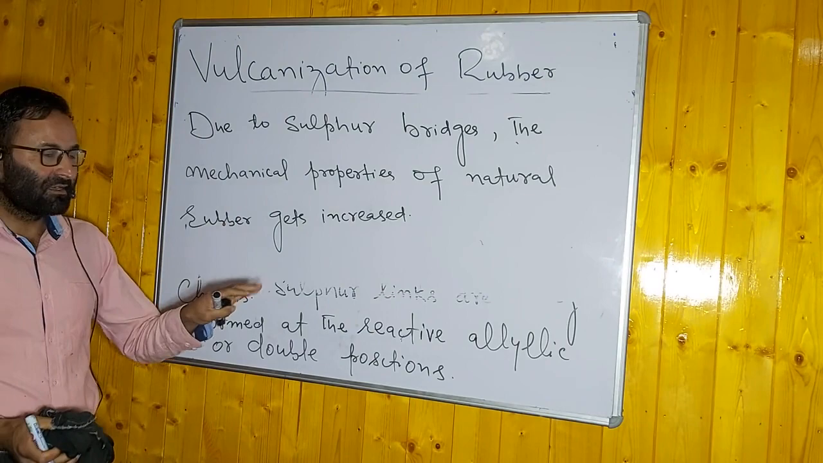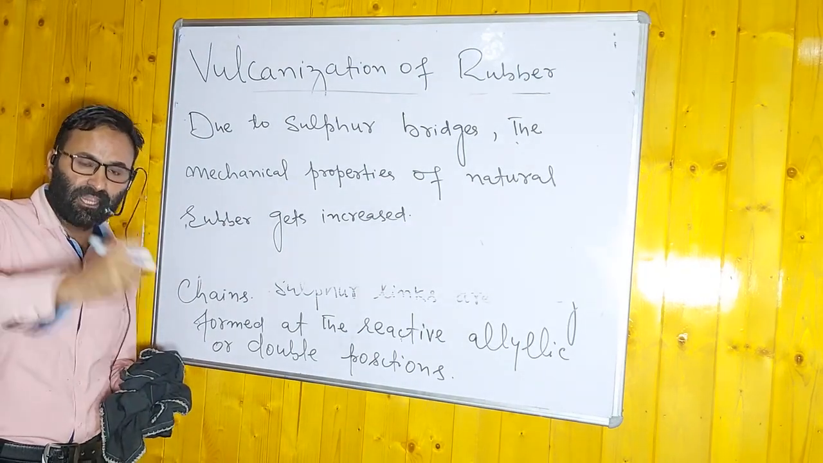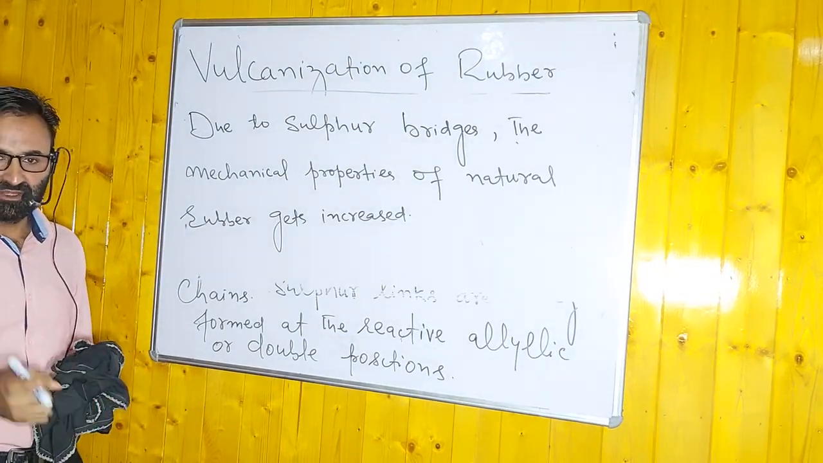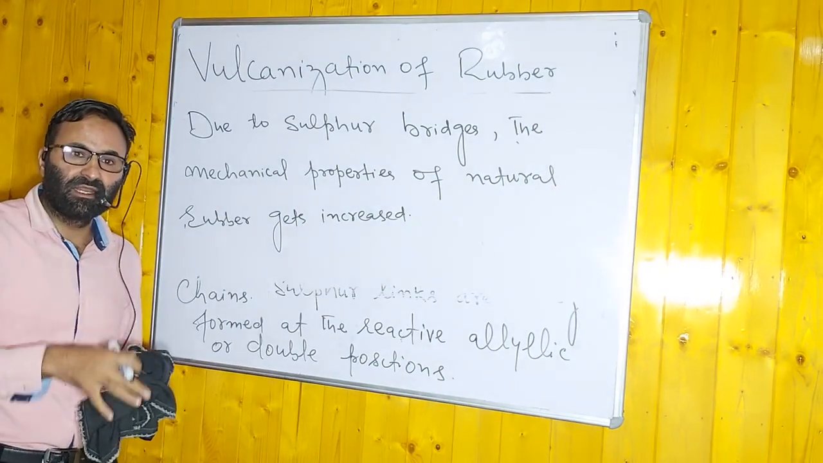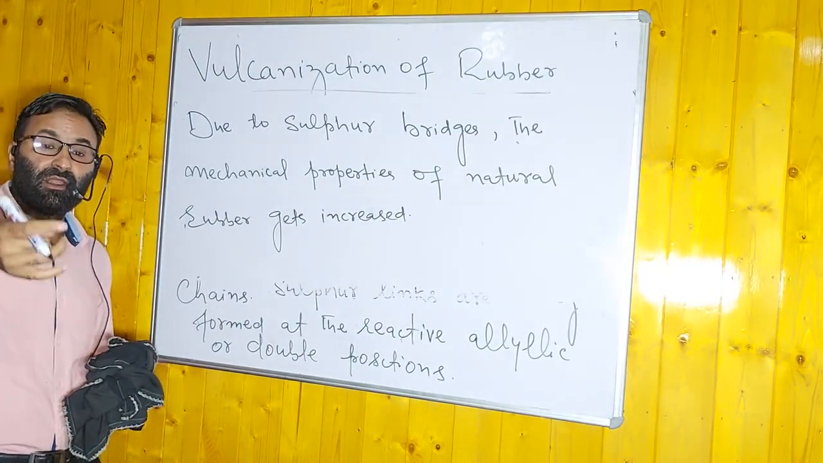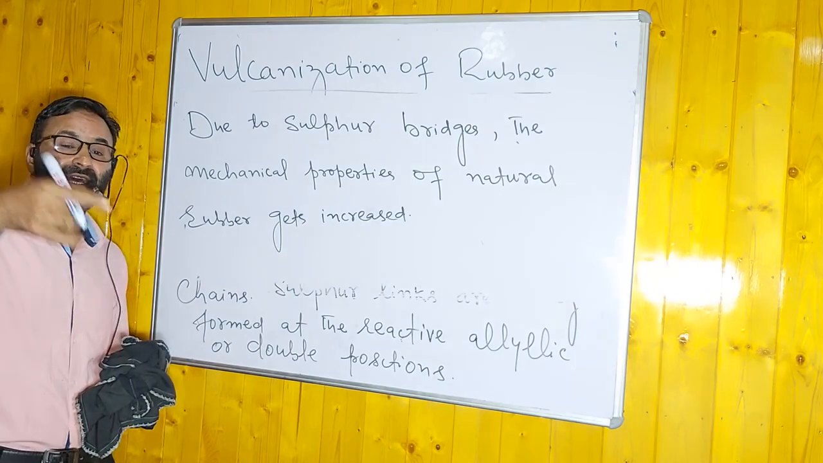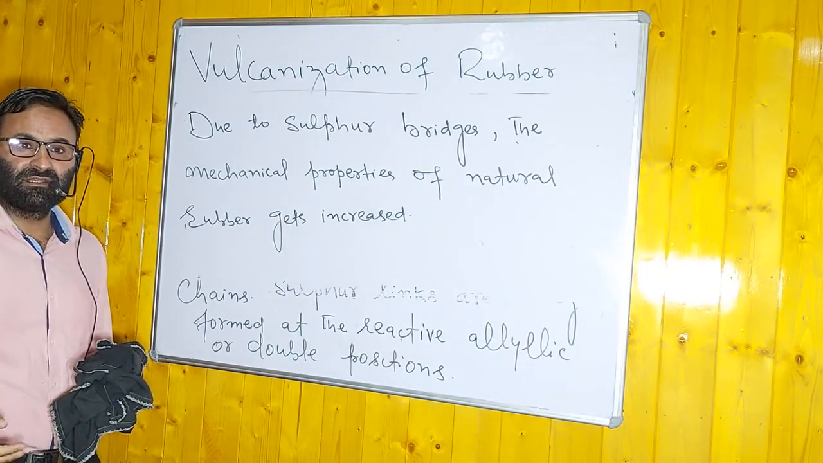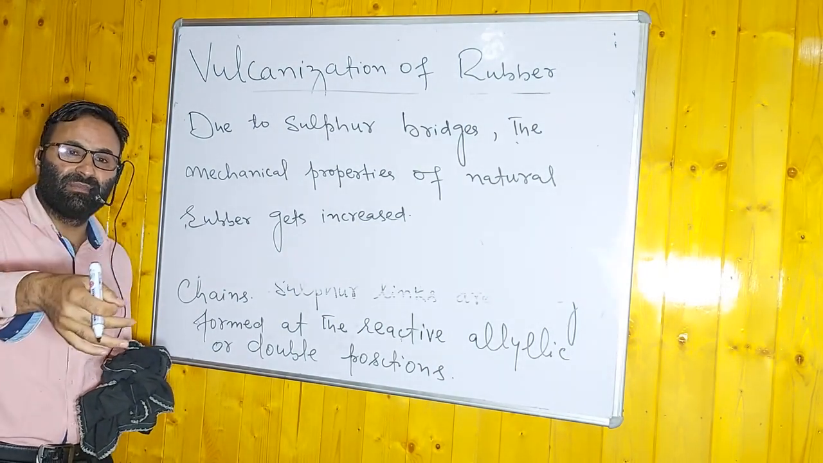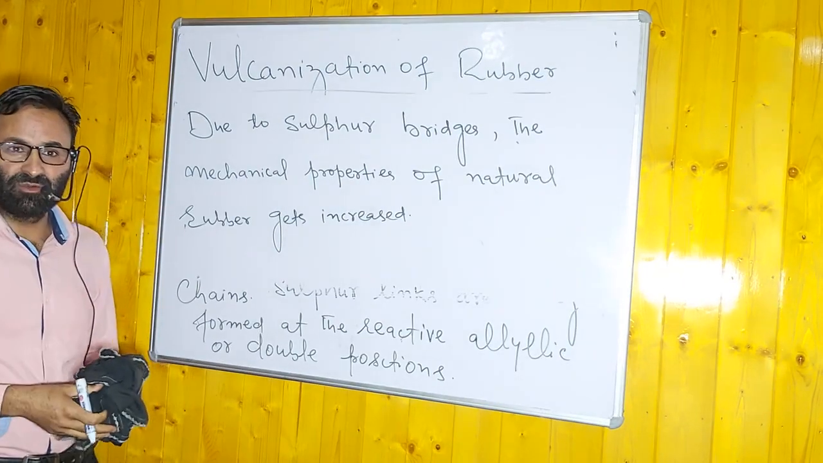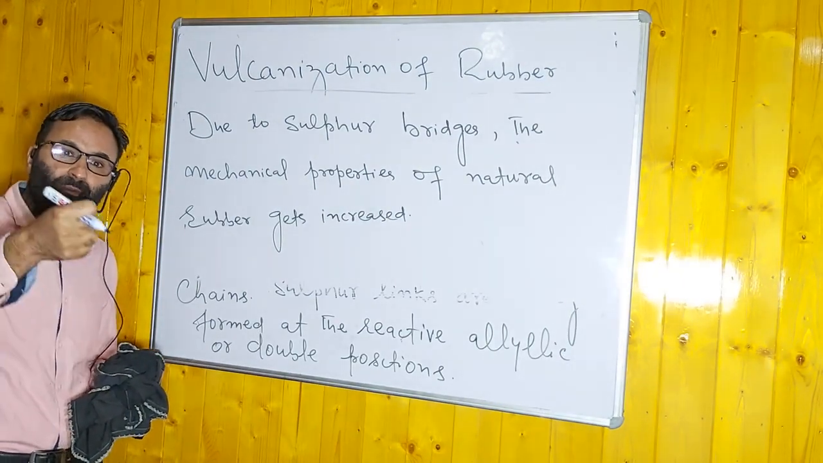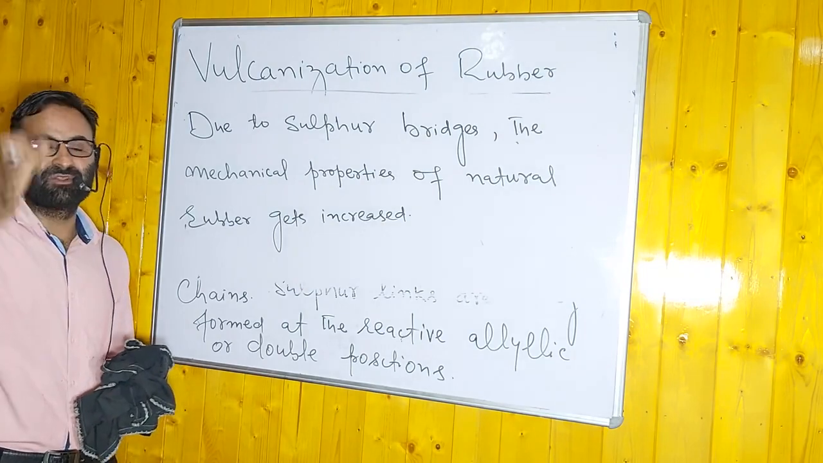The vulcanized rubber will have effective elasticity. It will have effective mechanical strength. It will not be readily attacked by oxidizing agents. It will not be attacked by organic solvents. It has less water absorption tendency.